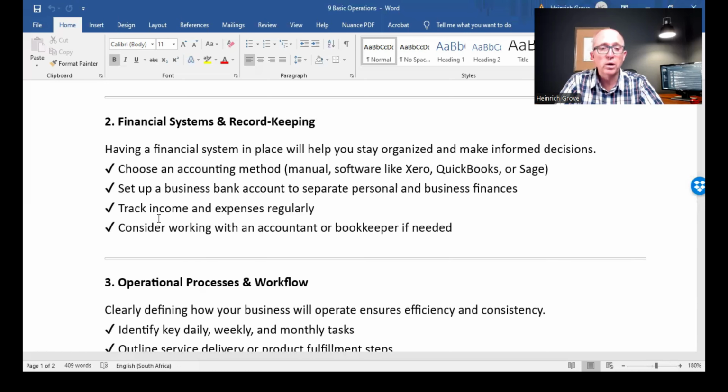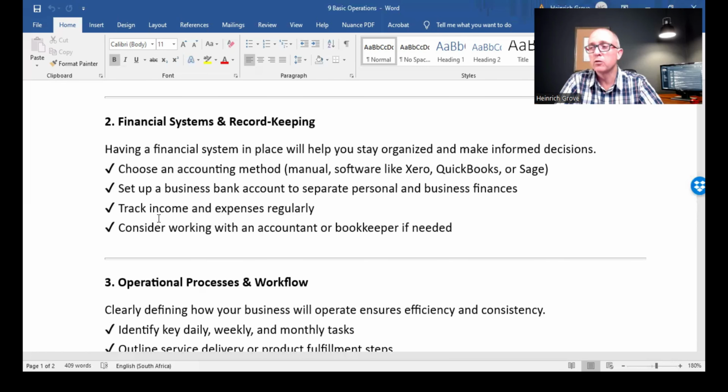And then the next one is to consider working with an accountant or bookkeeper if needed. So if you don't know if accounting is your thing, whether you've got a feel for it, whether you've got a basic understanding, I would always highly recommend that you reach out to an accountant or a bookkeeper that can just help you through the basics.